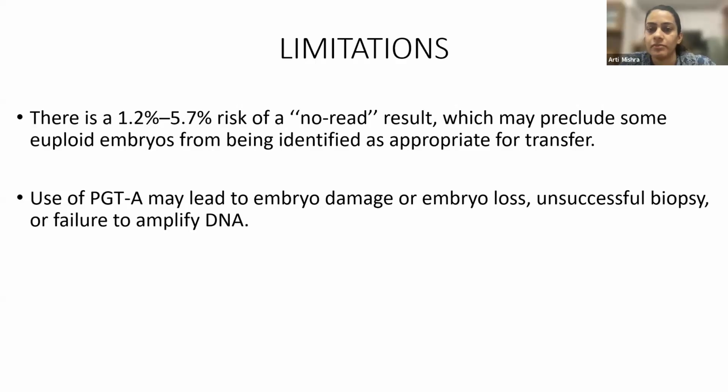But the limitation of this study is there is a 1.2 to 5% risk of no read result, which may preclude some euploid embryos from being identified as appropriate for transfer. The use of PGTA may also lead to embryo damage, embryo loss, unsuccessful biopsy, or failure to amplify the DNA. So this has a major role in individuals less than 35 years. Rather than being benefited by this, it's a loss for them.